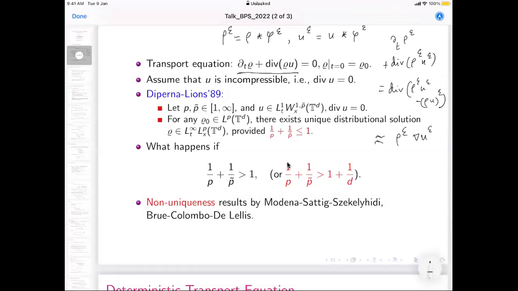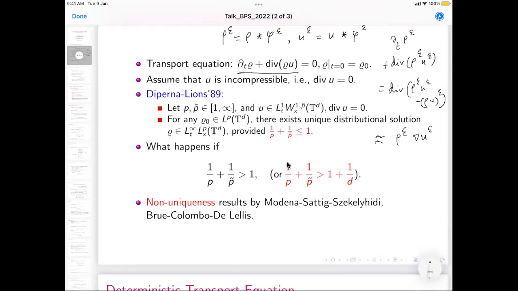this weak solution, I need the product of rho and U to be in L1, right? And in this region, which is a little further than 1, you don't see the Sobolev embedding. That means W^{1,P tilde} will not give you a bound in L^{P tilde}. So I'm interested in this region because the Sobolev embedding doesn't work, so there's a hope for non-unique solutions.